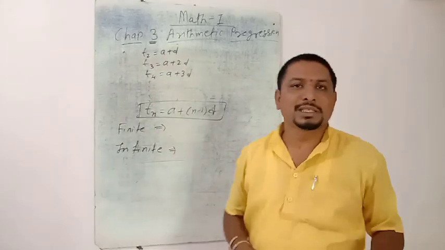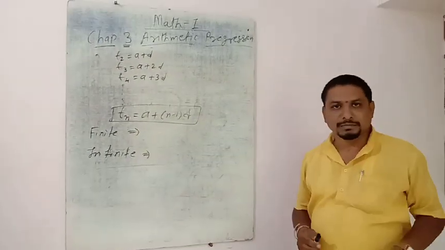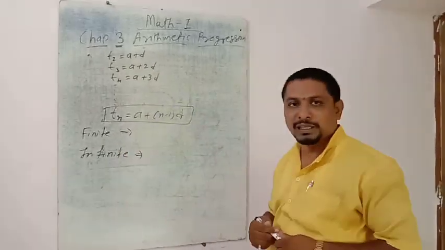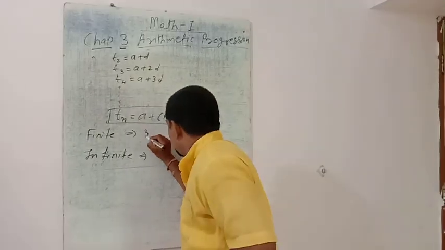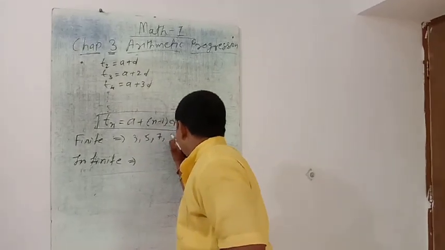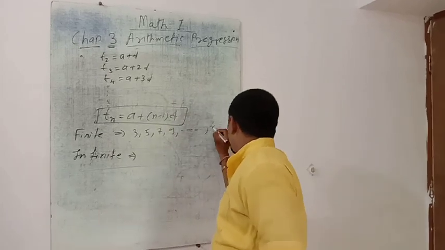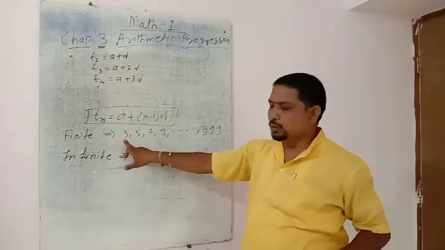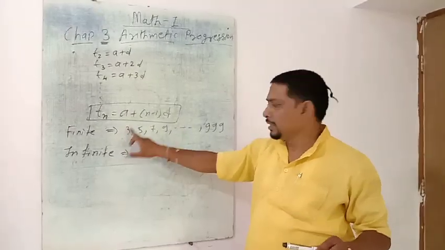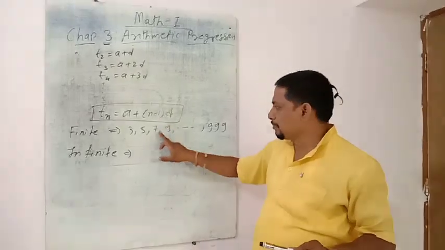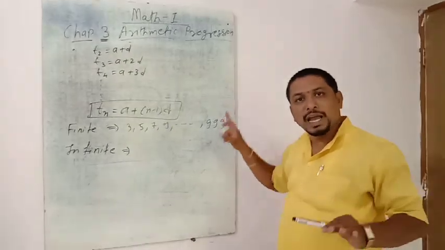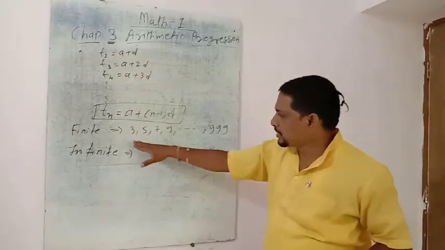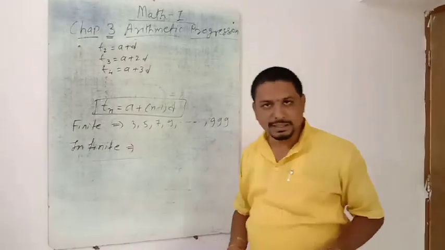In the given sequence, last term is present, so it is called a finite sequence. Take an example: 3, 5, 7, 9, and so on up to the last term 999. Here the first term is 3, second term is 5, third term is 7, fourth term is 9, and another term is 999. This sequence is called a finite sequence.